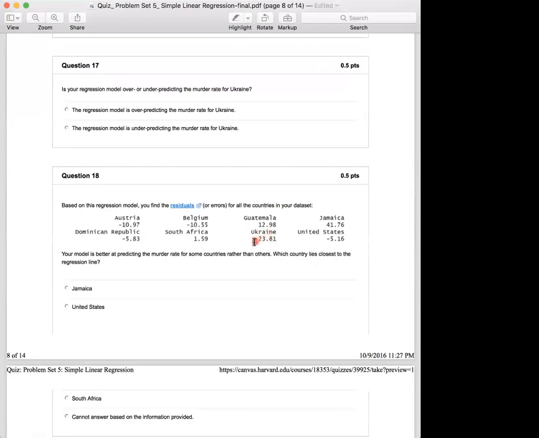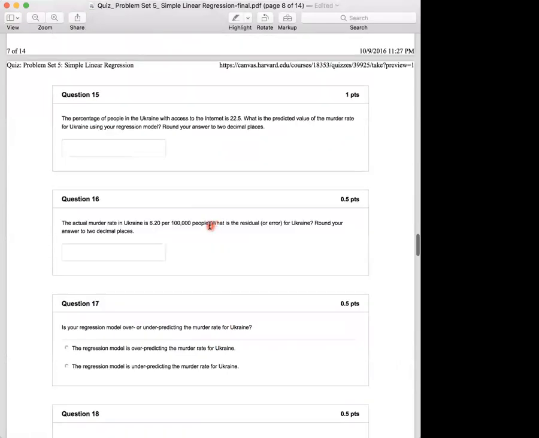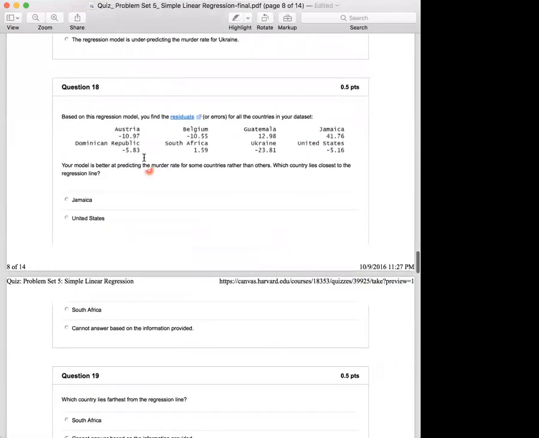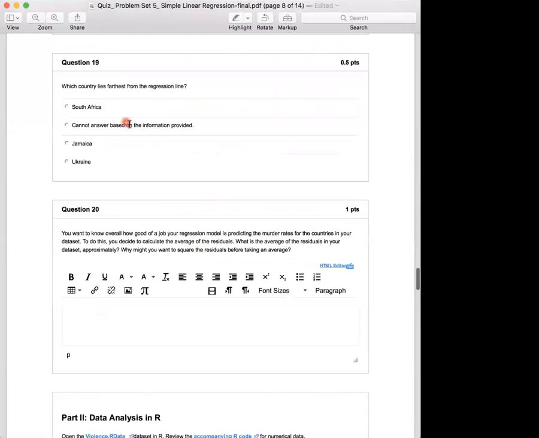There's a residual for Ukraine, by the way. If you wanted an answer for a different question, the point is that the absolute value of residuals will tell you how close or how far they are from the regression line.